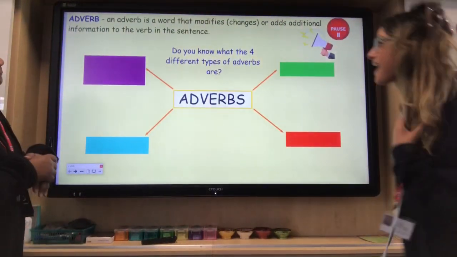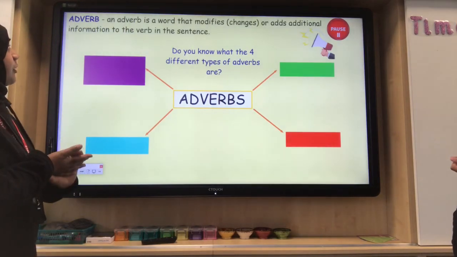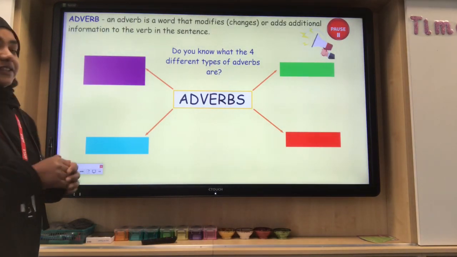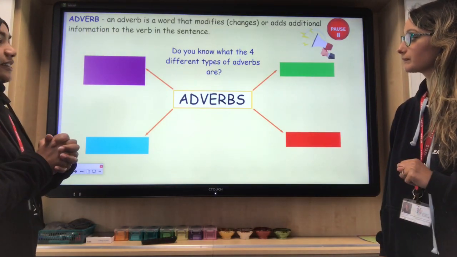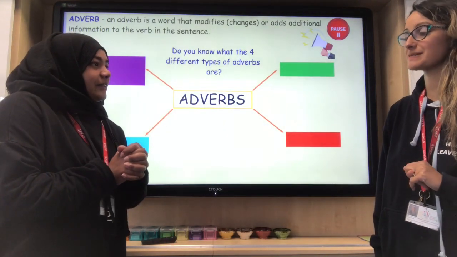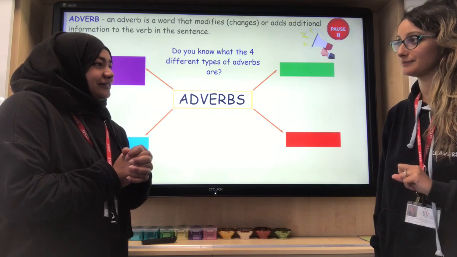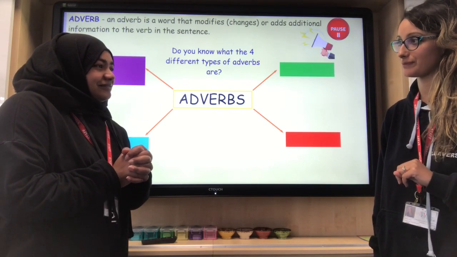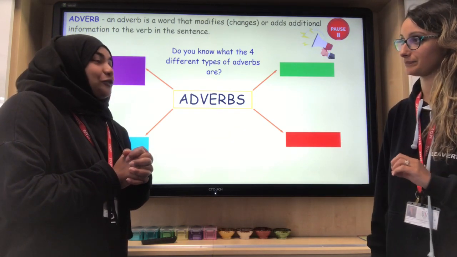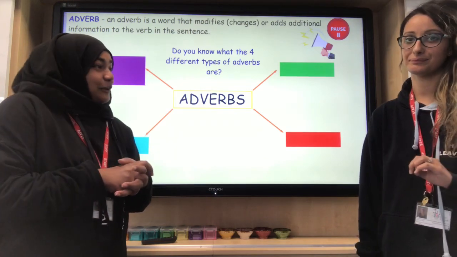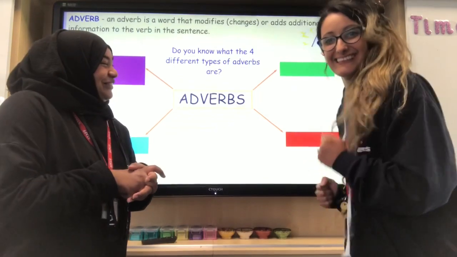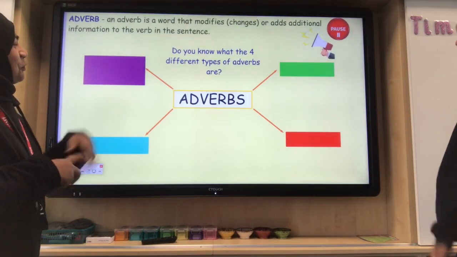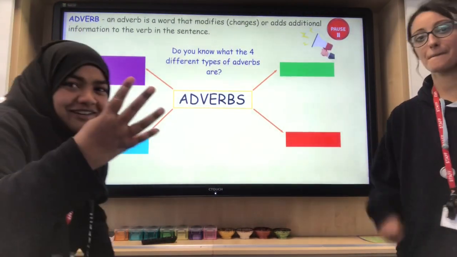Right, so it says here, adverb. An adverb is a word that modifies, so that means changes or adds additional information to the verb in the sentence. A verb, Mrs. Gale, what is it? A verb is a doing word, but it can also be like be or is and so forth. But it's an action word, isn't it? So what's your action for verb? Could be a moonwalk if you wanted to. Oh, it could be.